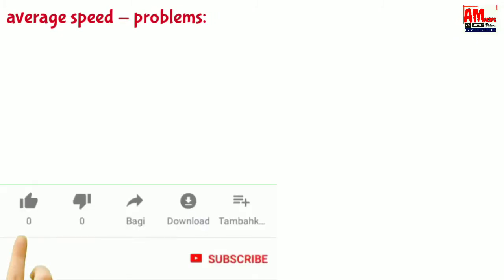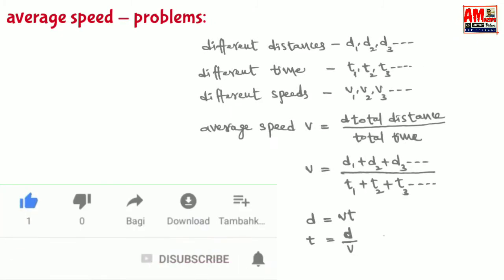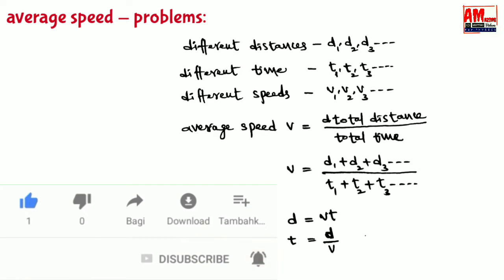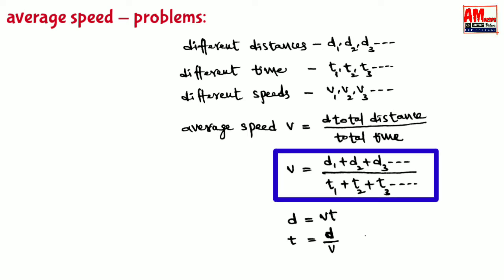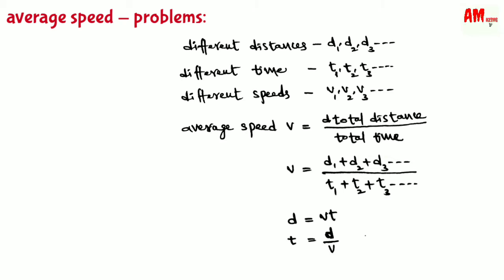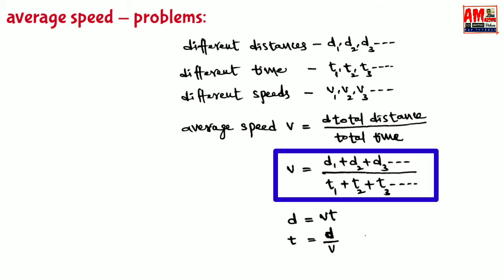Let us understand how to solve all types of problems of average speed very easily. Students find it very difficult to solve problems when different distances, different speeds, different times are given. But here I tell you a very simple formula to solve all types of problems on average speed. That is, average speed is equal to total distance by total time. V is equal to d1 plus d2 plus d3 by t1 plus t2 plus t3. This is the only formula to solve all types of problems on average speed.